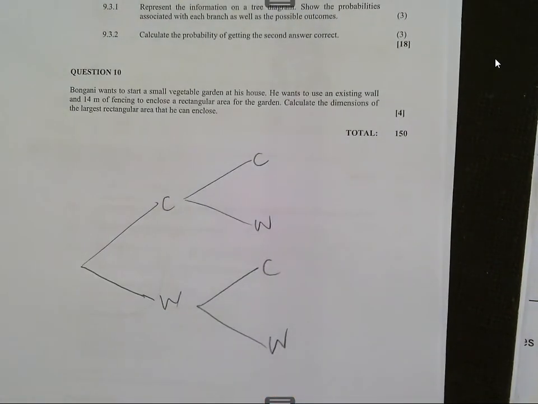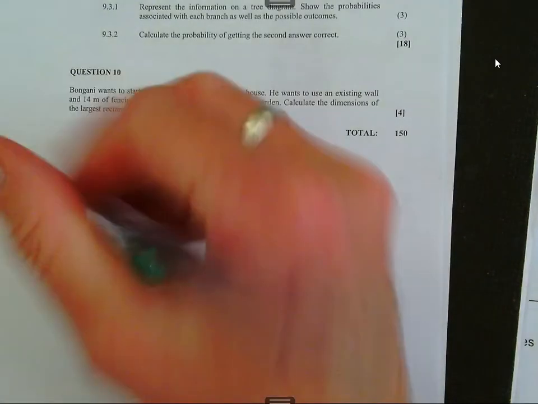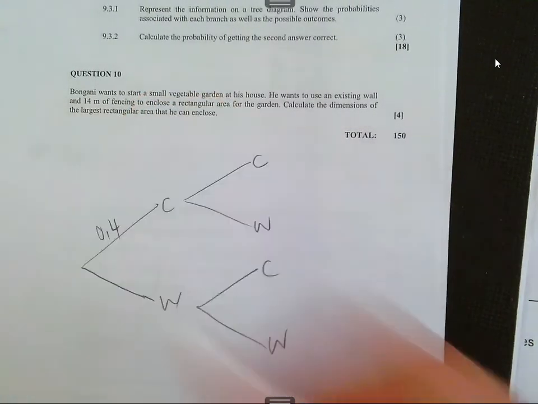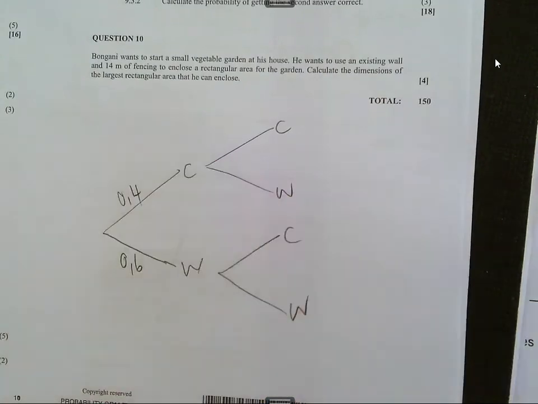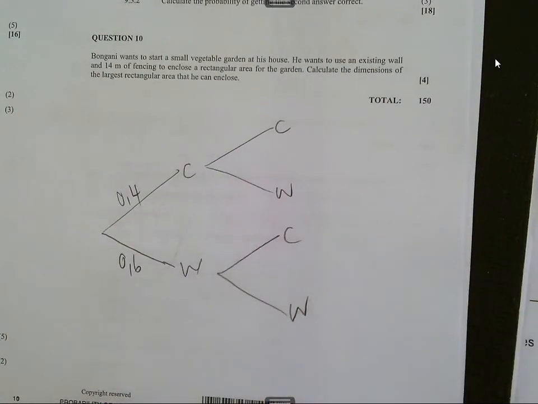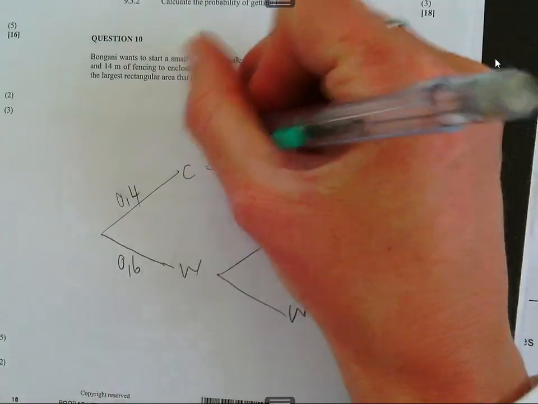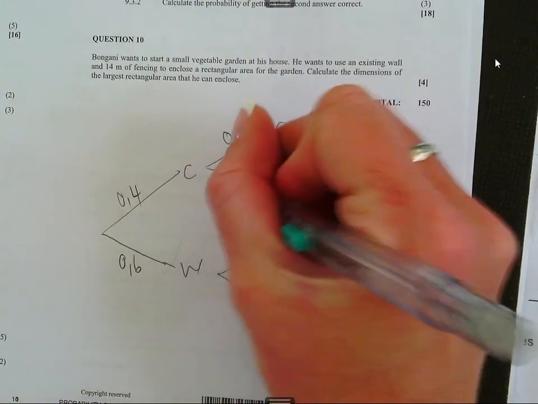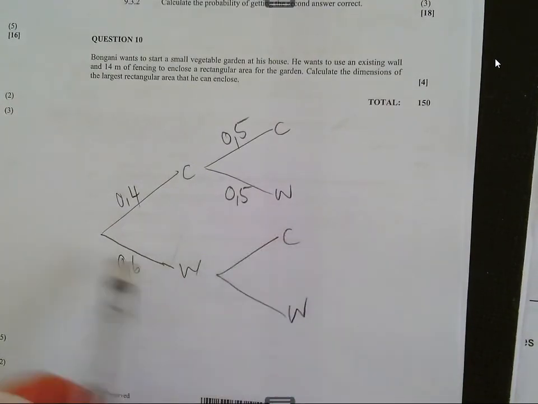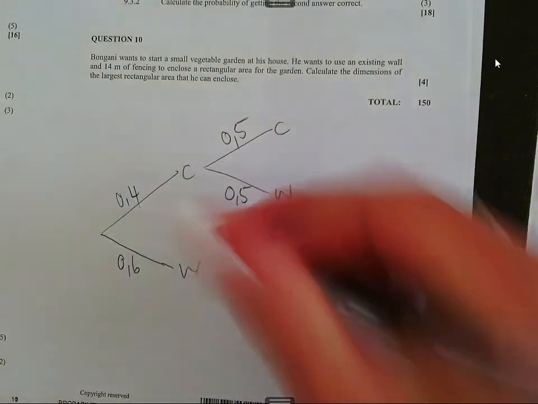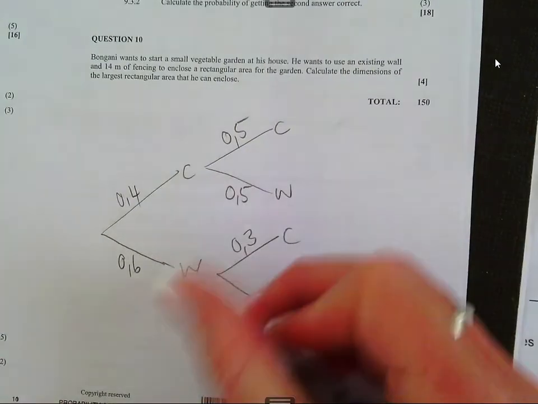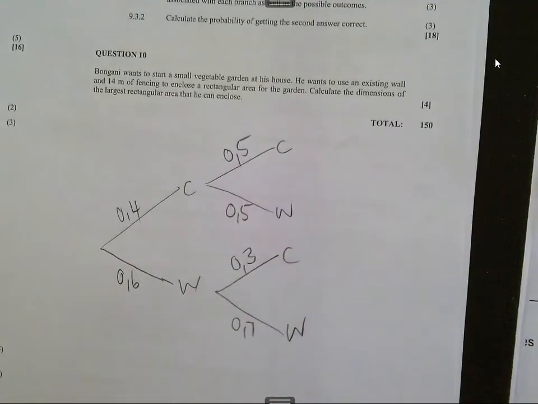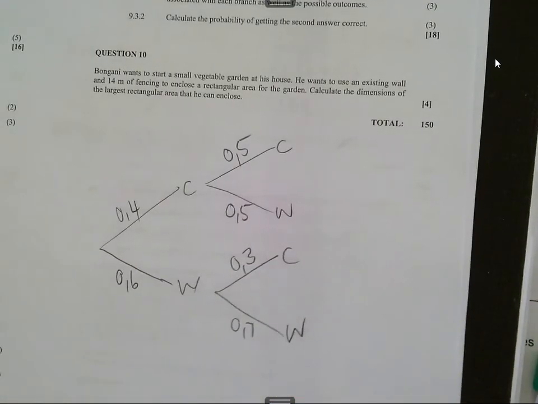What is the probability of getting the first answer correct? What's the probability of getting it wrong? What's the probability of getting the second answer correct if you got the first one correct? So what will the probability be of getting it wrong? What's the probability of getting it correct when you got the first one wrong? What's the probability of getting it wrong? You got it!